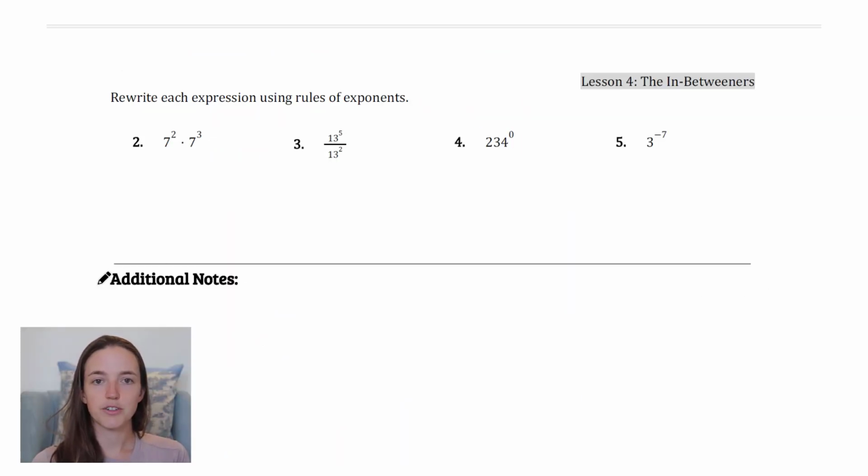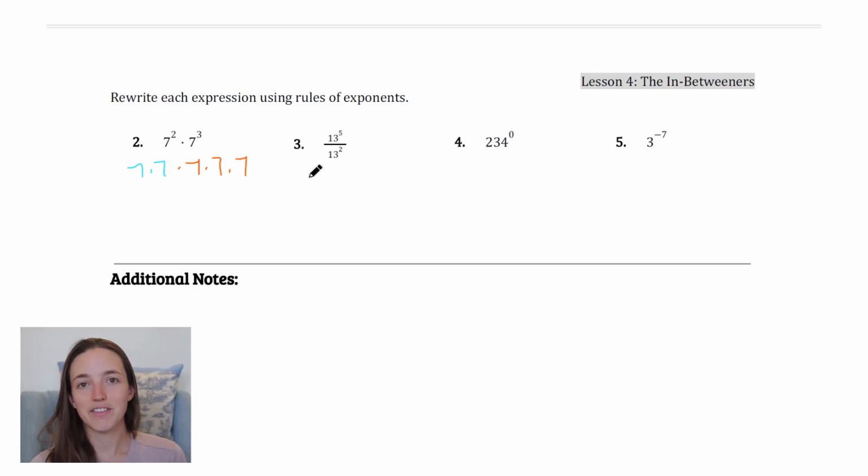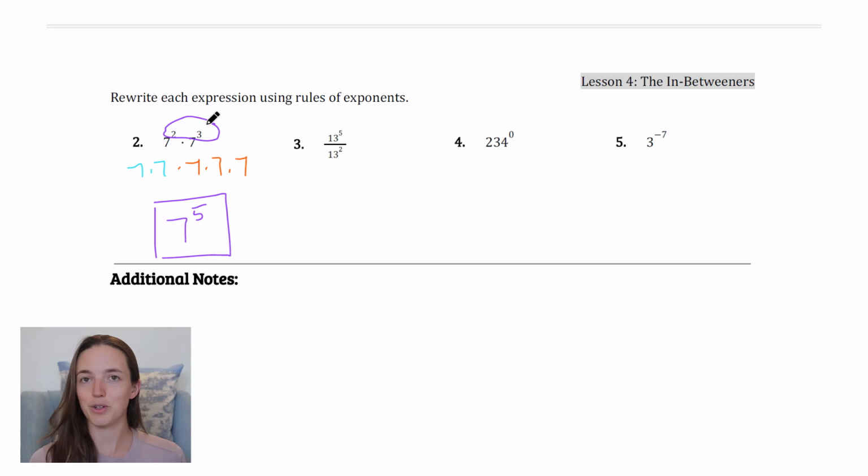Okay, the next set of questions says to rewrite each expression using the rules of exponents. So I'm going to do the first one expanded, and then we'll see if we remember some of the rules without expanding everything after that. So 7 squared, that'd be like 7 times 7. 7 cubed would be like 7 times 7 times 7. That is 5 7s being multiplied together, so I can rewrite that as 7 to the 5th. So the shorter way of doing that, if we're multiplying the bases, we add the exponents. But of course, you can always expand it, just like I used to do until my math teacher told me to stop it.